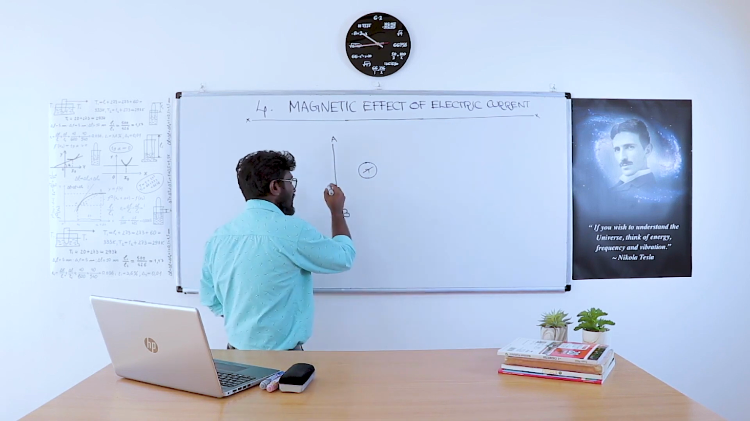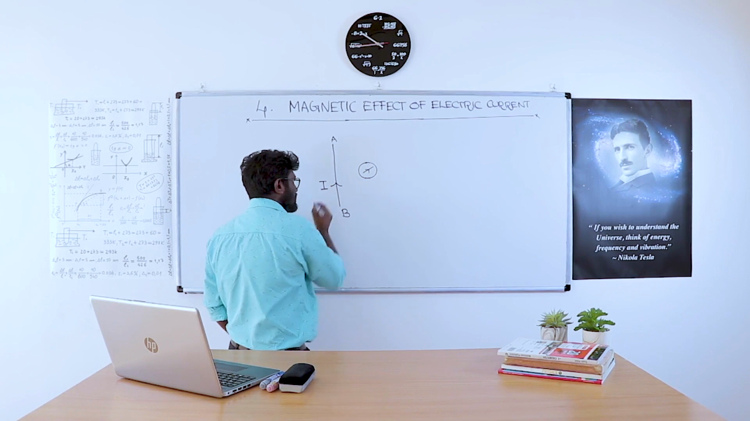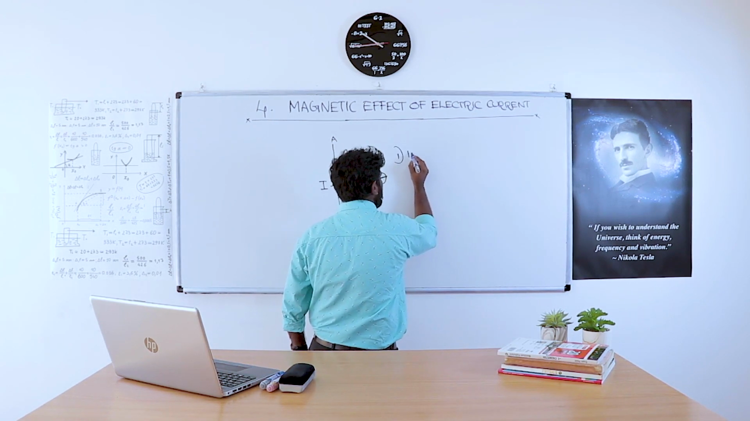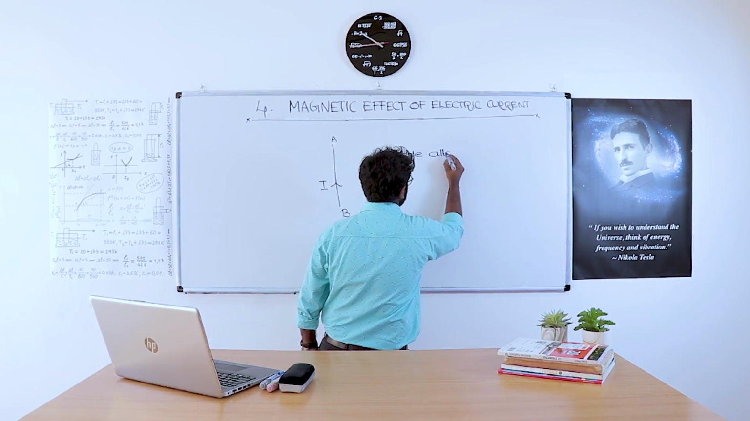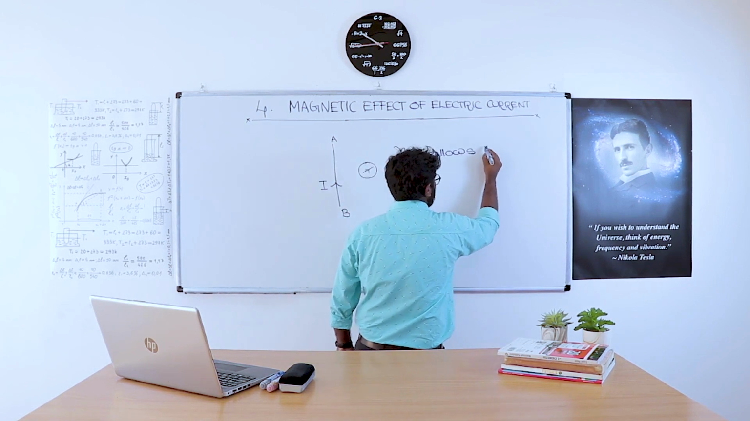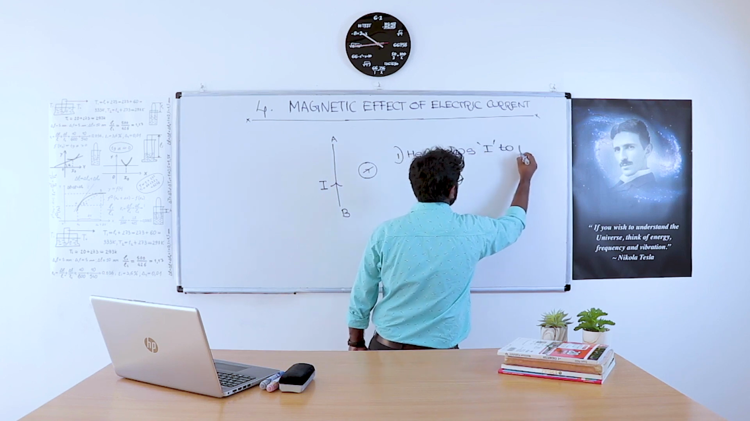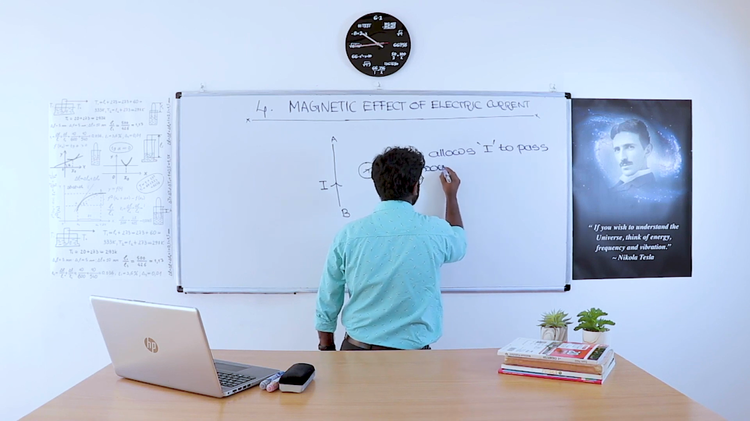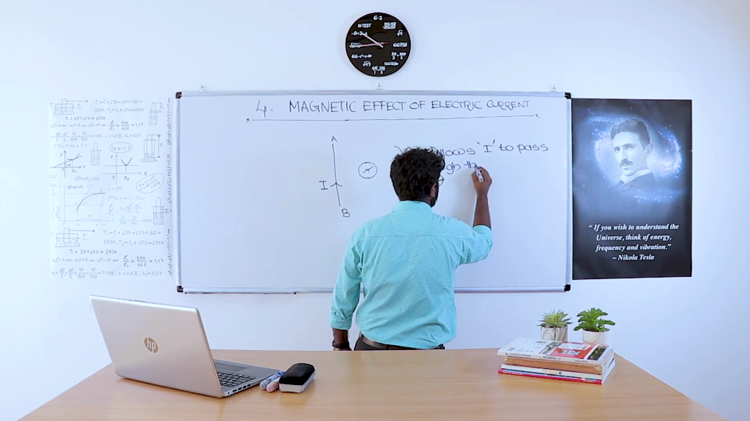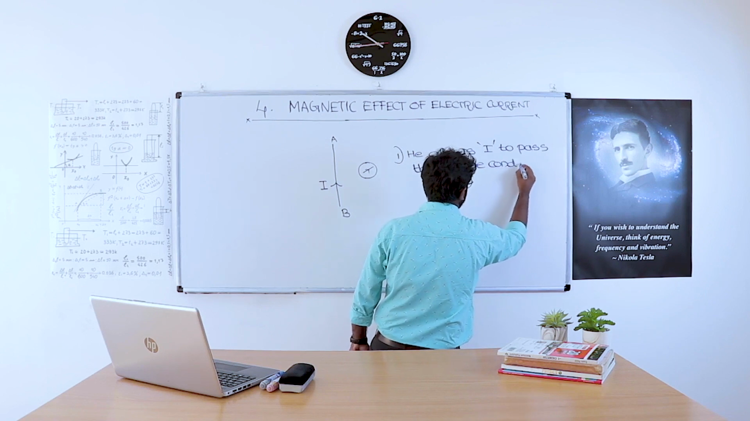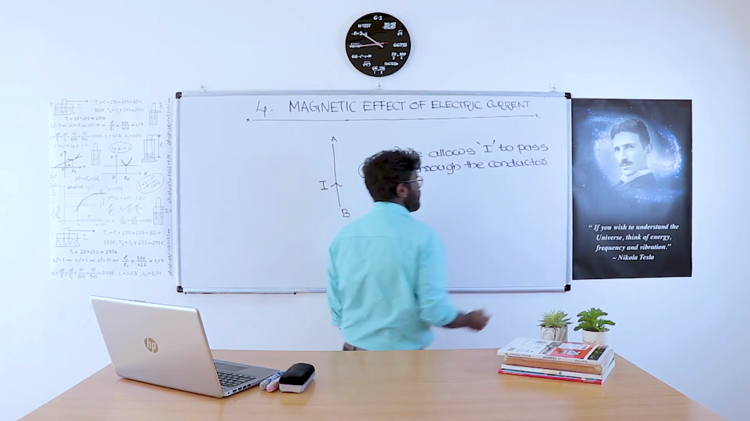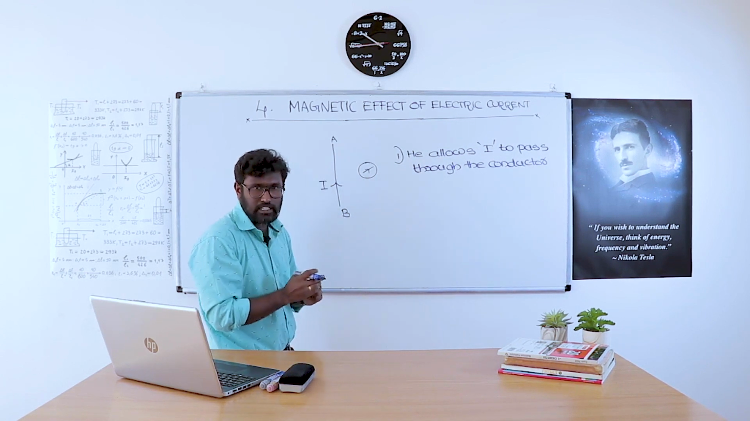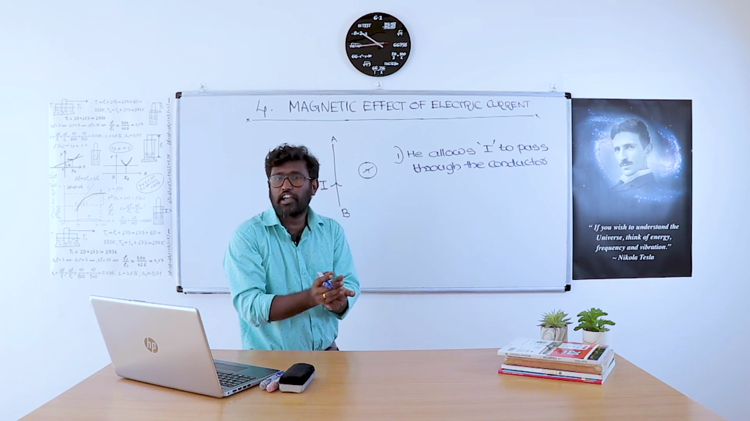First, he allows electric current, that is I, to pass through the conductor AB. What did he observe when electric current was passing through the conductor?